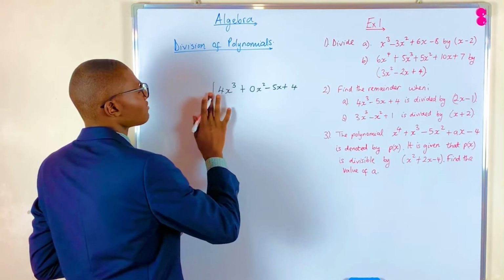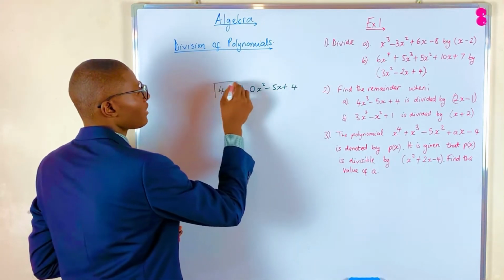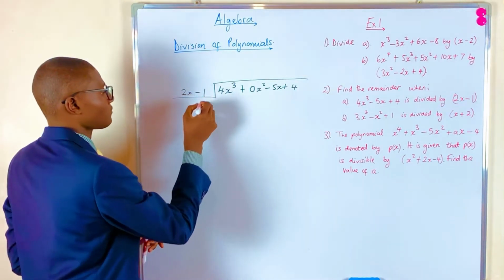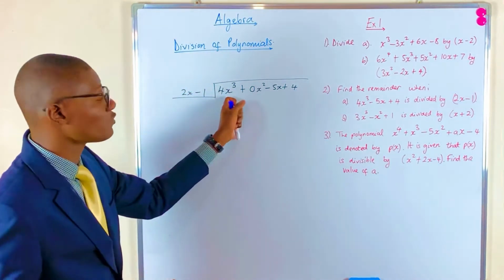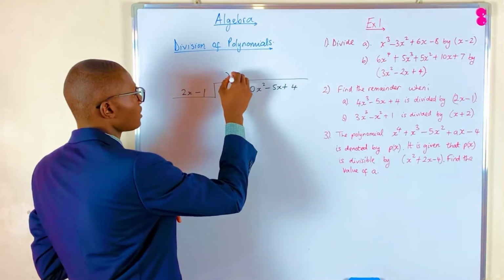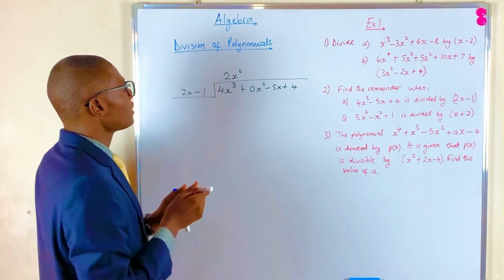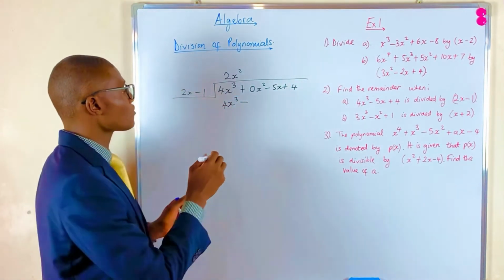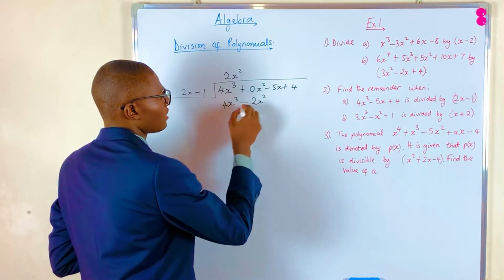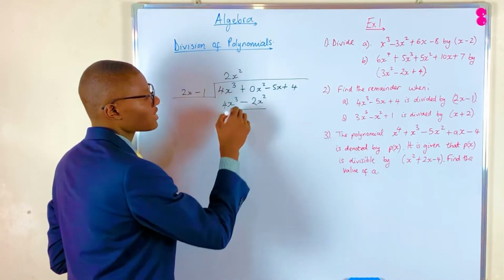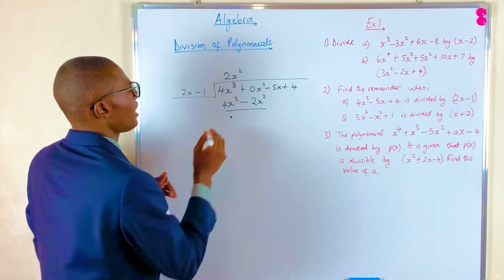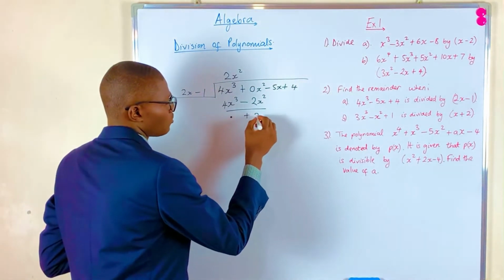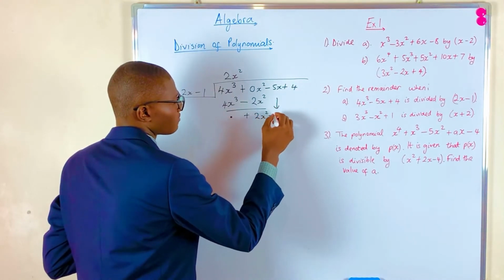This is being divided by 2x minus 1. So we're saying 2x into 4x to the power of 3, we get 2x squared, right? And 2x squared times 2x, we get 4x to the power of 3, minus 2x squared times 1, that's 2x squared. Then now if we subtract 4x cubed minus 4x cubed, we get a 0. And 0 minus 2, that's a plus. So here we get plus 2x squared, and we drop the minus 5x.